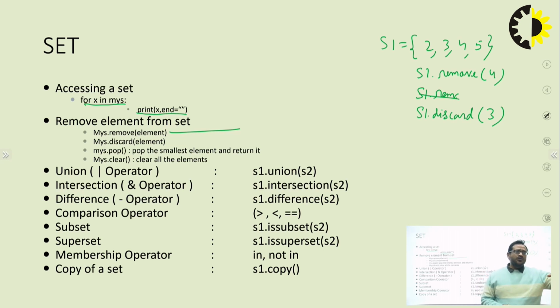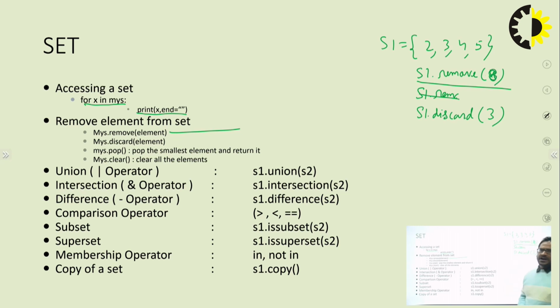So you can see remove and discard both are basically doing the same thing. So what is the difference between them? Remove is used to remove an element from the set. Discard is also used to remove an element from the set. The major difference between them is that if you are going to remove 4 and 4 is not available here, suppose I am going to remove 8, right?